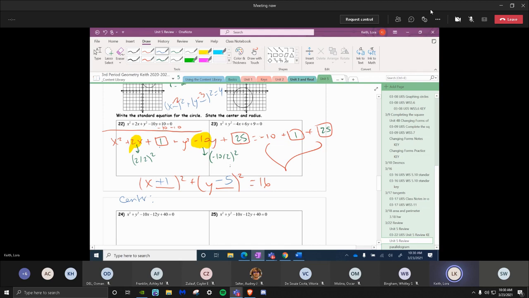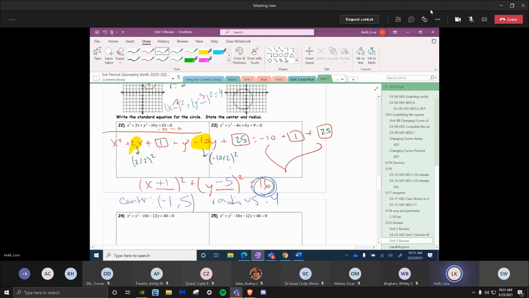Oh, it's 4. Well, that's my radius. My center is just going to be the opposite of whatever's in parentheses. So what's the opposite of positive 1? Negative 1. What's the opposite of negative 5? 5. And then what was our radius? 4. So our radius is the square root of 16. And my center comes from the opposite of whatever's in the parentheses.